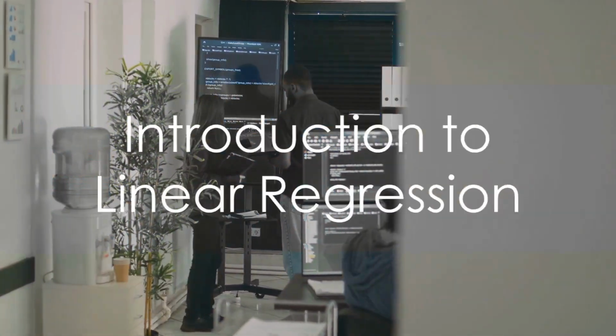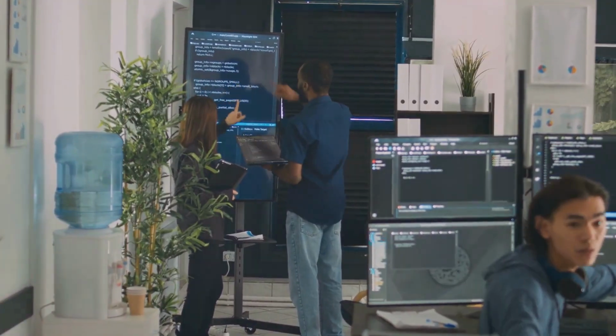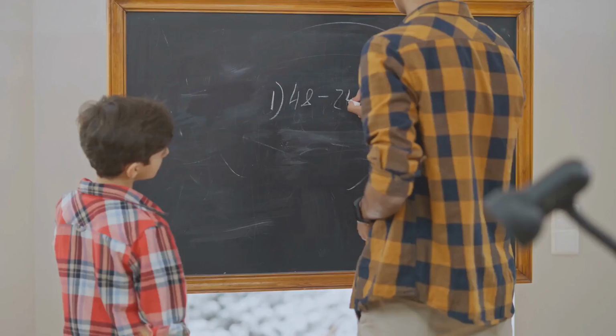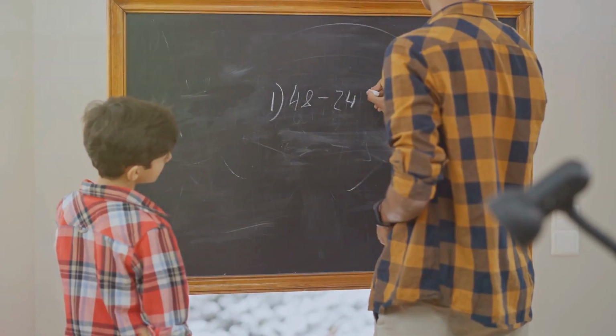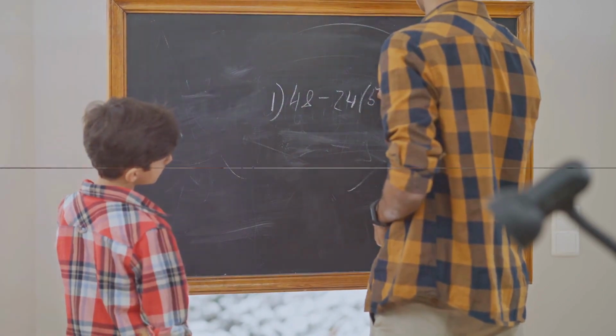Have you ever pondered the mechanisms behind how predictions are made in machine learning? One of the fundamental techniques employed is linear regression. It's a concept that might sound complex at first, but once broken down, it becomes surprisingly simple and fascinating.